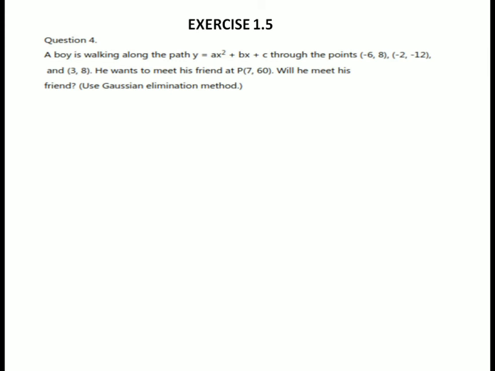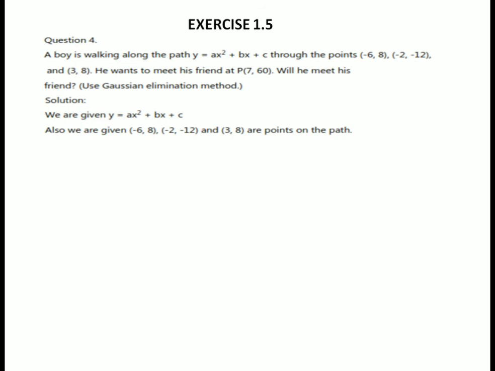Fourth question. A boy is walking along the path y equal to ax square plus bx plus c through the points minus 6, 8, minus 2, minus 12 and 3, 8. He wants to meet his friend at P 7, 16. Will he meet his friend? Use Gaussian elimination method.